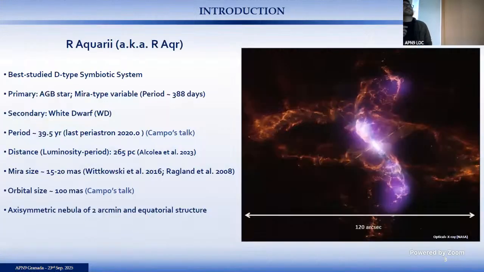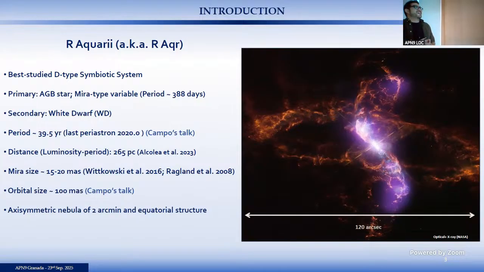So let us start with a quick introduction to our favorite symbiotic star, Aquarius. This is the best studied symbiotic star and consists of two stellar components, a Mira-type variable, an AGB star, with a pulsation period of 388 days. The secondary is a white dwarf, a very hot and compact component. It's also important for us to assume a distance for the model, and we assume 265 parsecs.